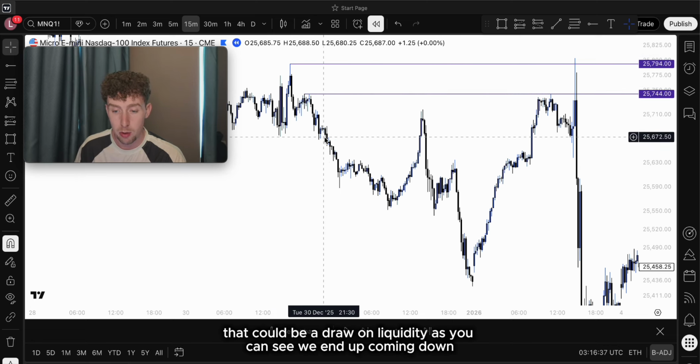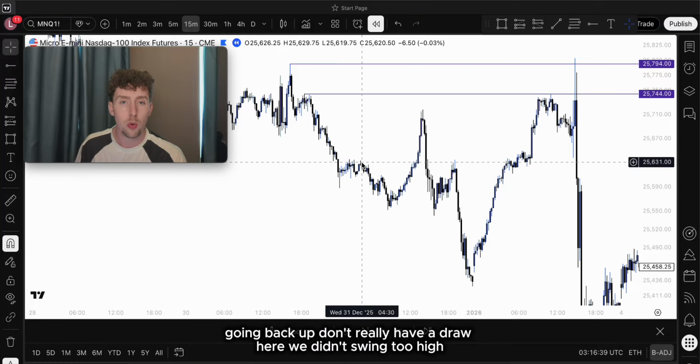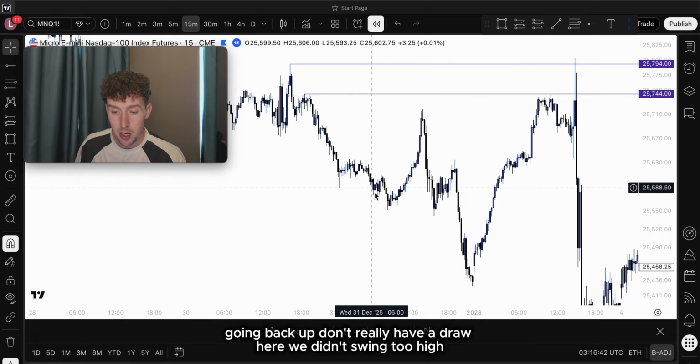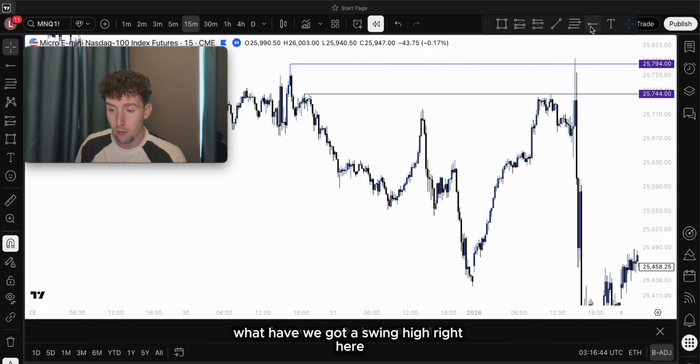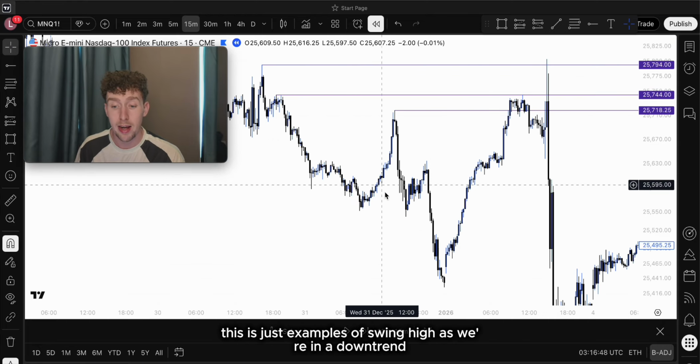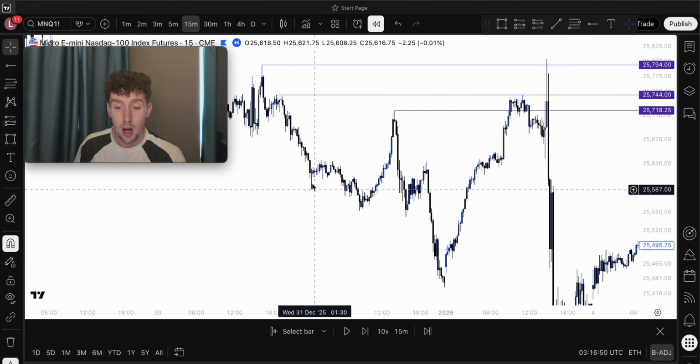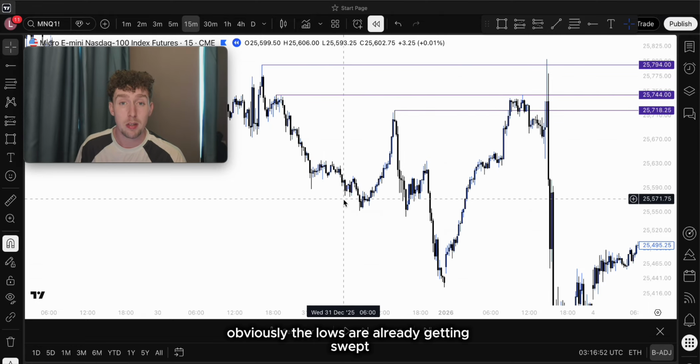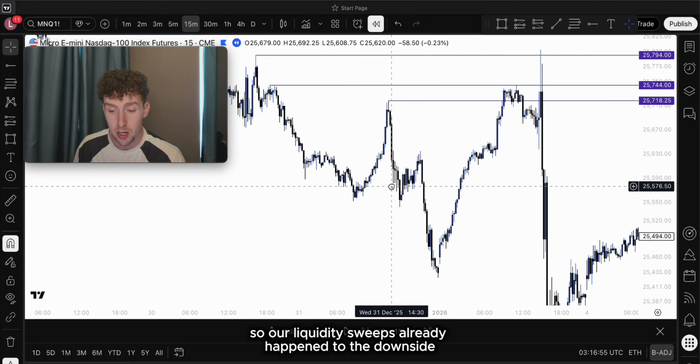As you can see, we end up coming down, going back up. Don't really have a draw here. We didn't swing too high. Come back down, swing up. What have we got? A swing high right here. This is just examples of swing high. As we're in a downtrend, we're marking out the highs. Obviously, the lows are already getting swept. So our liquidity sweeps have already happened to the downside.